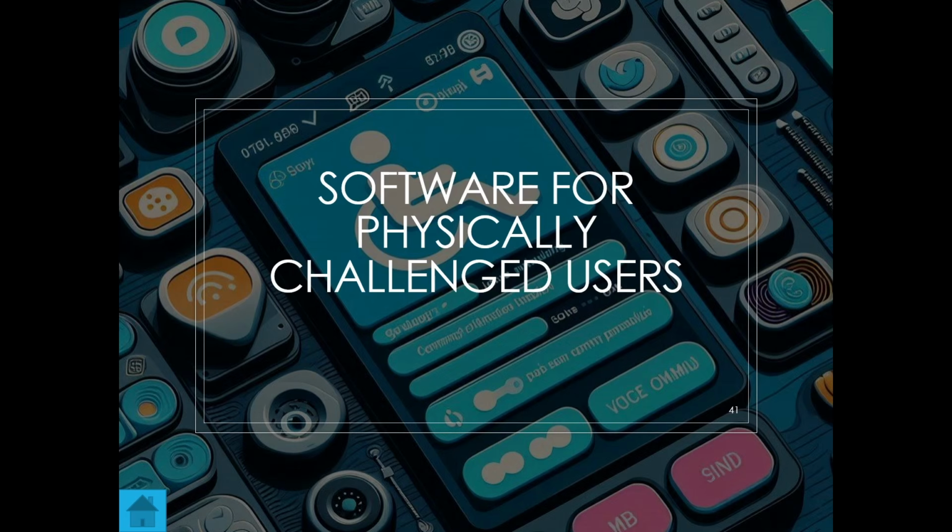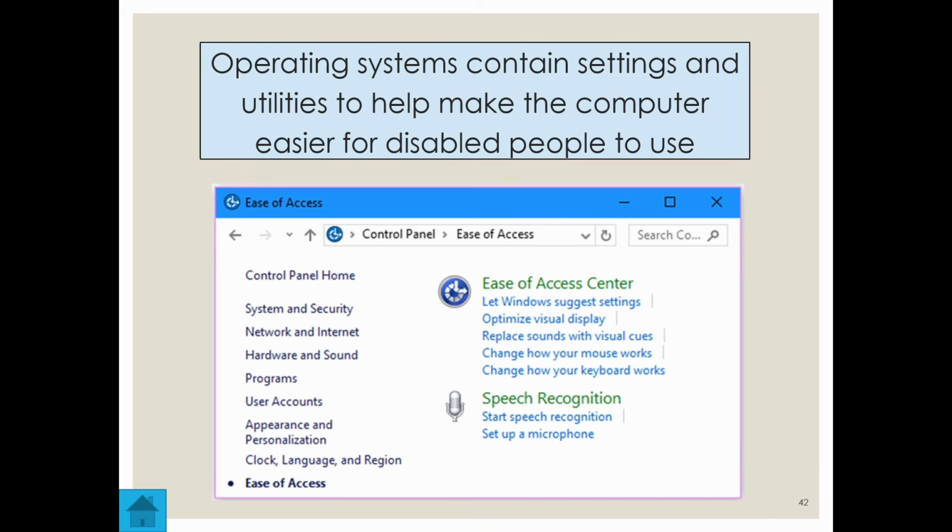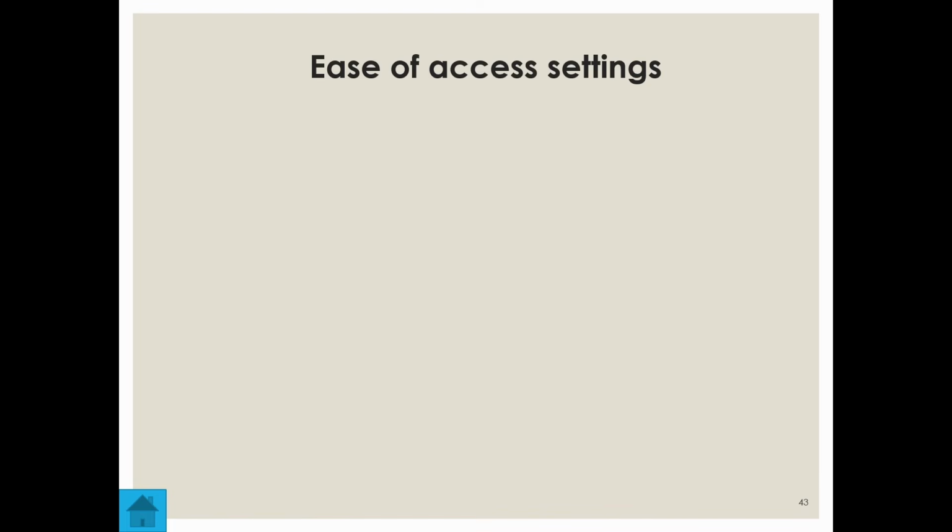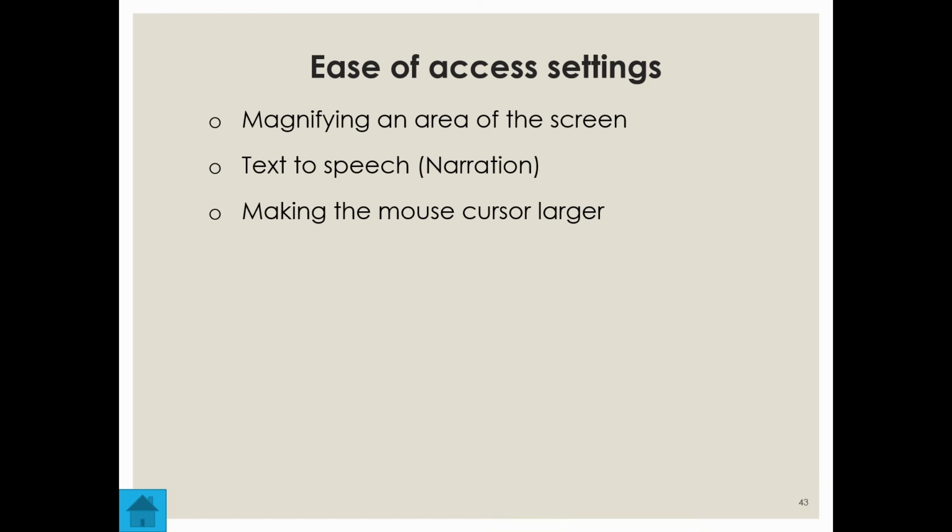And then we went on to software that helps physically challenged users. Now, the whole idea is to help them to be able to do what we do and what we take for granted with doing with the PC. Okay, so we can use the ease of access settings, magnification, text to speech, making the mouse cursor larger.